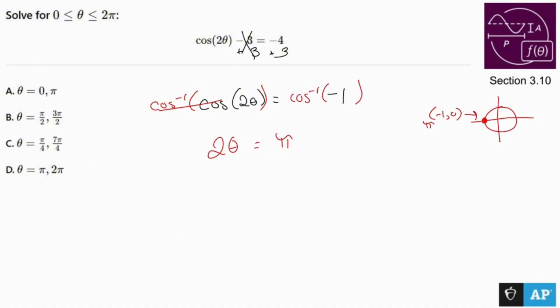Is theta all by itself yet? No, almost though. We're going to divide both sides by 2. And so theta is going to equal pi over 2.